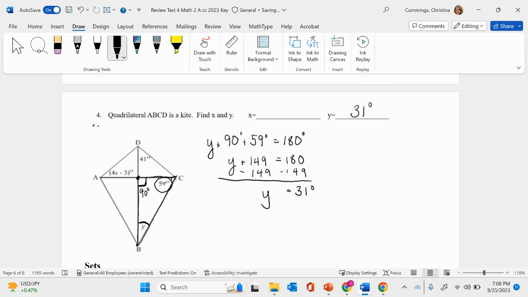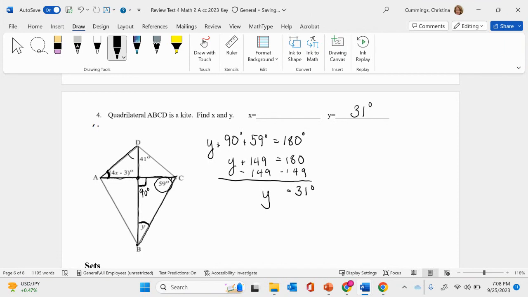Okay, so over here, they want us to find x. So they tell us this angle right here, angle A, is 4x minus 3 degrees. So we're going to use this triangle right here to solve. We've got a couple of ways we can do this. Yeah, this is the way I'm going to do it. So we're looking for this angle A.